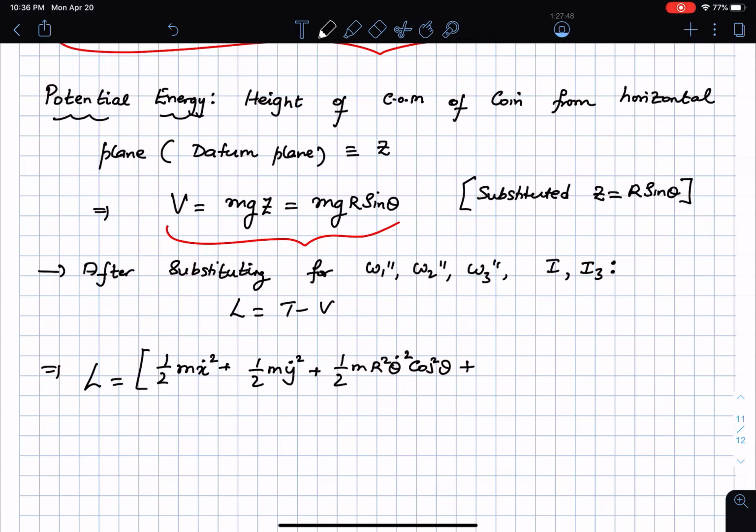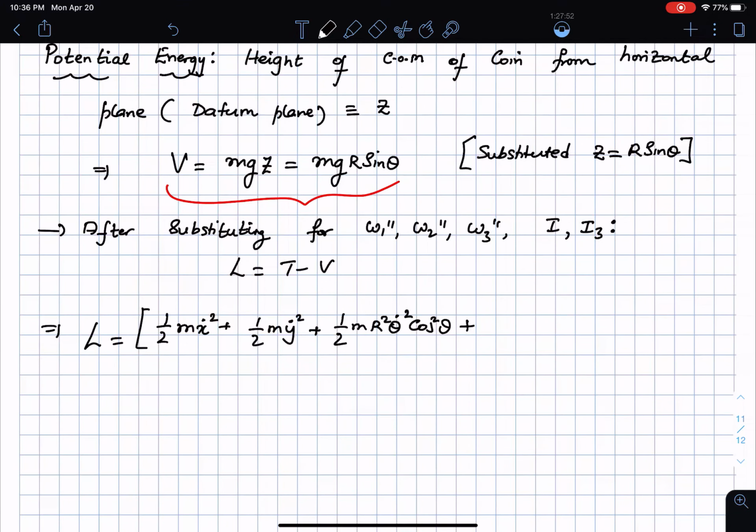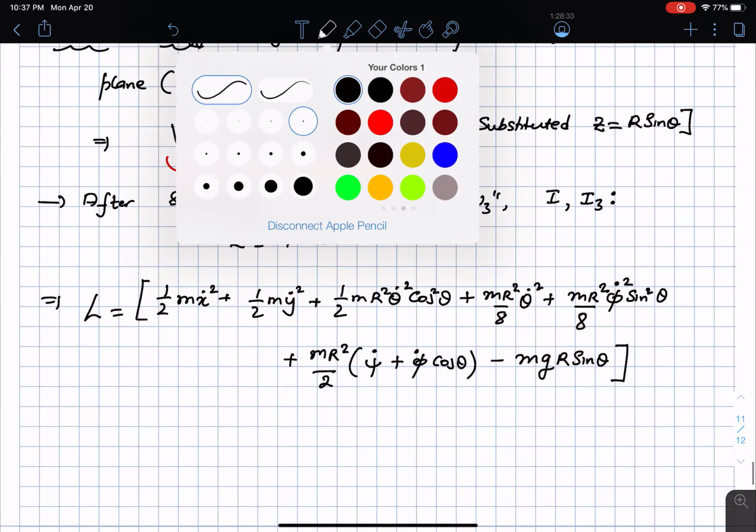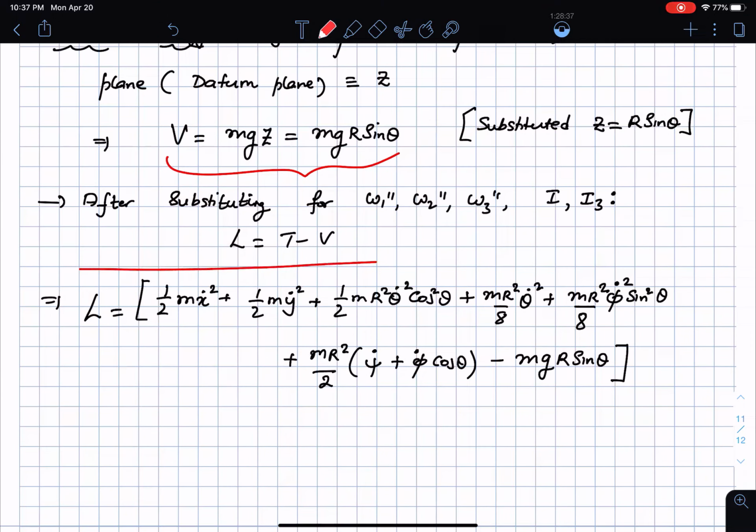Okay, then after the substitutions have been performed, I have a whole train of terms here. This is going to be mr square by 8 theta dot square again. Okay, that's one thing that I'm going to be having. Then I'm going to be having mr square phi dot square sine square theta divided by a factor of 8. Then I'm going to be having mr square by 2 times psi dot plus phi dot cos theta, minus mgr sine theta. Okay, so this is the Lagrangian, and I'm going to box this up because this is a singular achievement for us today.